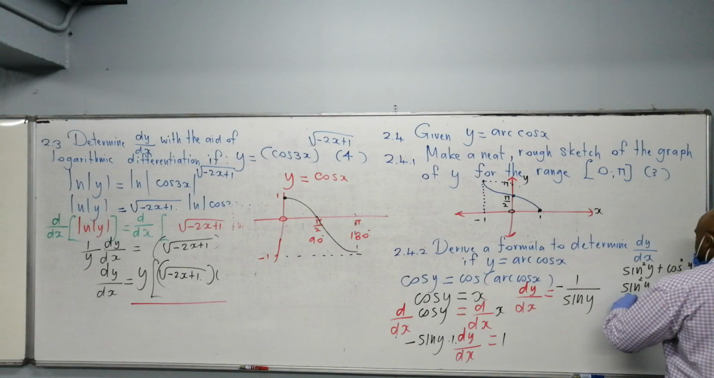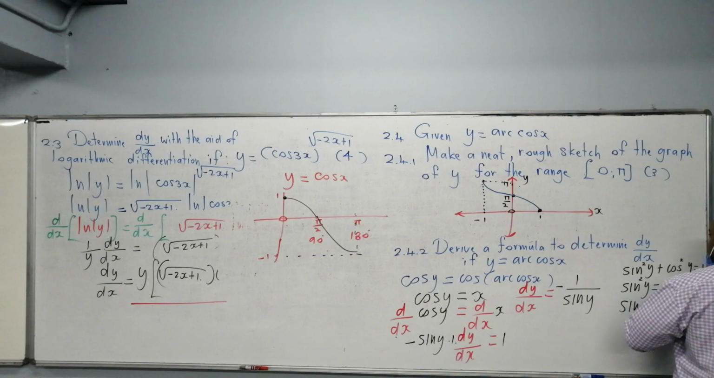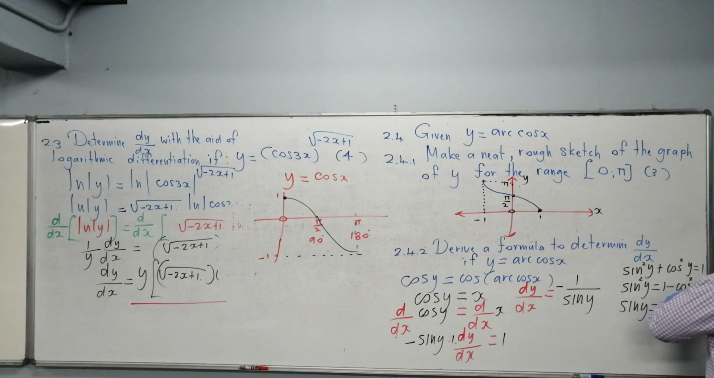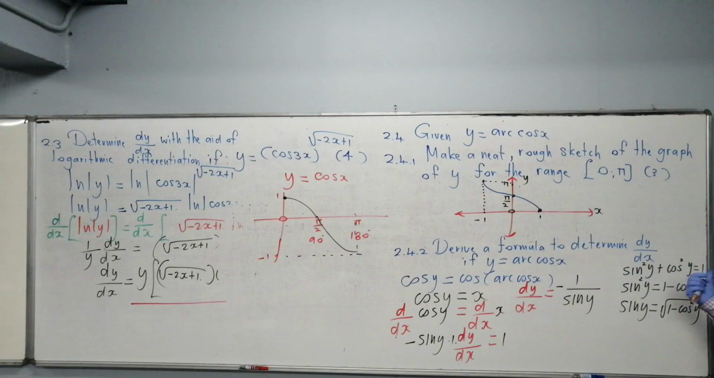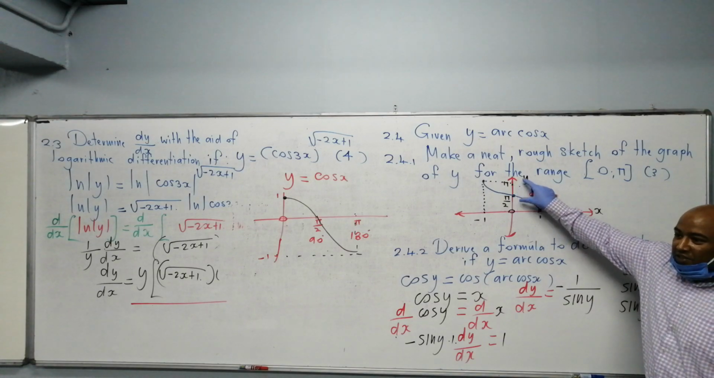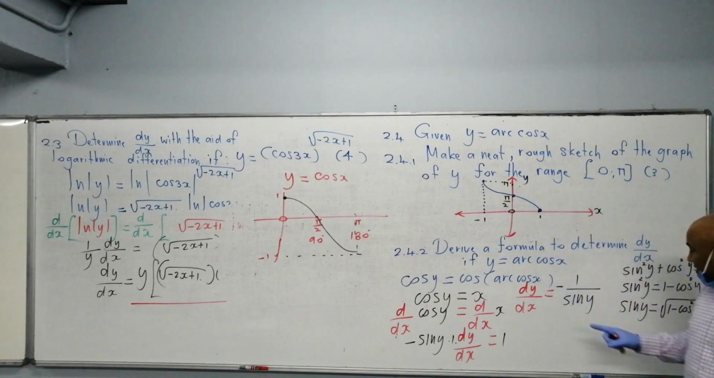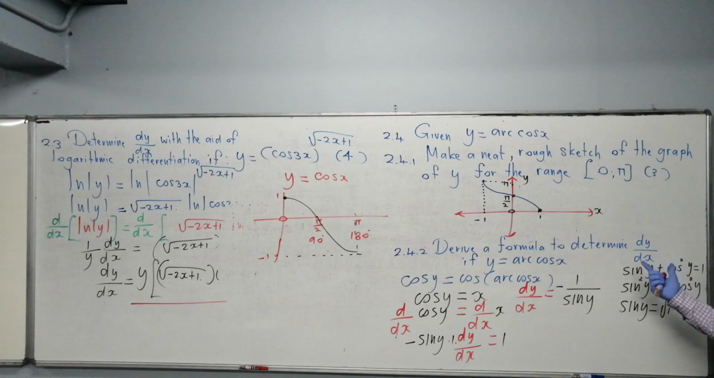And now we take the positive square roots. The square root of 1 minus cos squared y. Why do we take the positive? Because in this range from 0 to pi, the sine graph is positive. Sine is positive in the first quadrant, from 0 to 90, it's also positive from 90 to 180. Because remember, when you're taking the square root, it's both plus or minus. So I'm only taking the positive here.